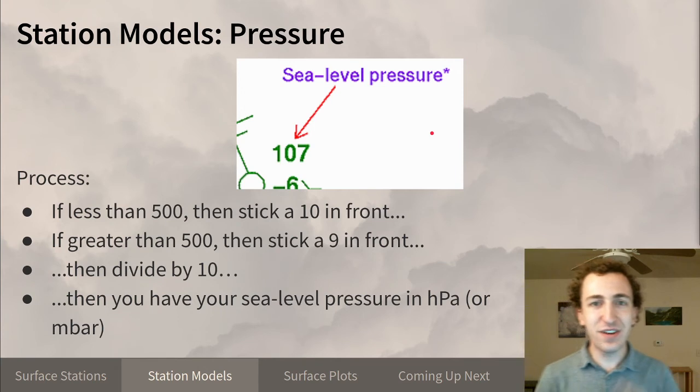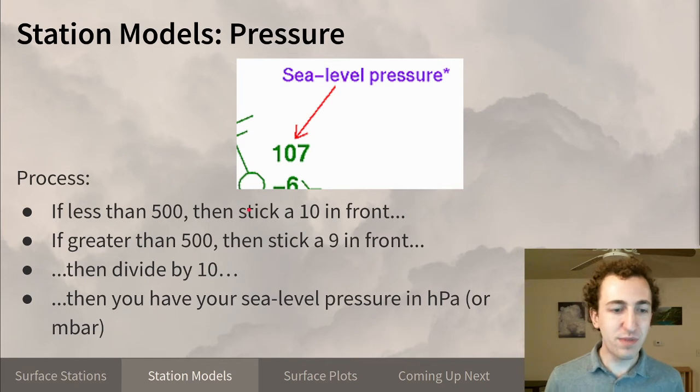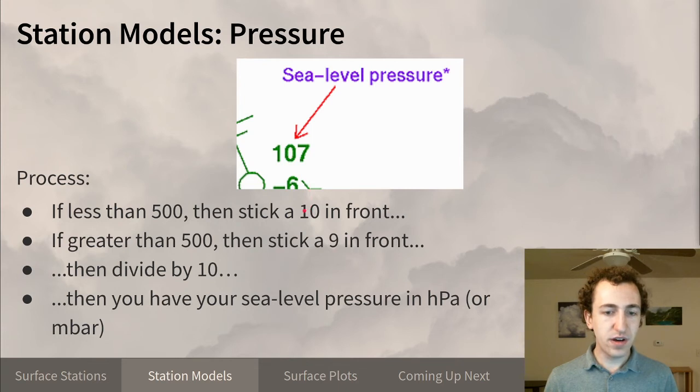Pressure, I said that's where you get the little funky encoding. This is your process. This is also on those reference websites. So if it's less than 500, then you stick a 10 in front of it. If it's greater than 500, then stick a 9 in front of it. So you're always going to get then either a 5-digit number starting with 10, essentially, or a 4-digit number starting with 9. And then you divide by 10. So you essentially say decimal place, move here. So you always have the last number in your tenths place after the decimal point.